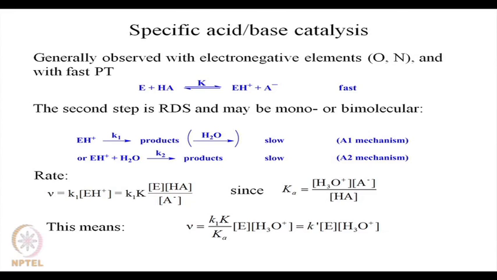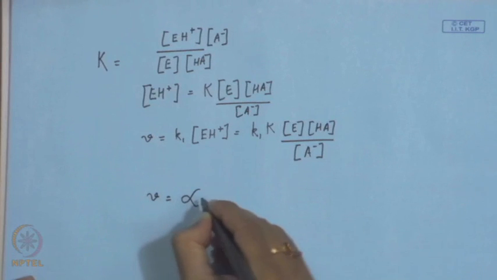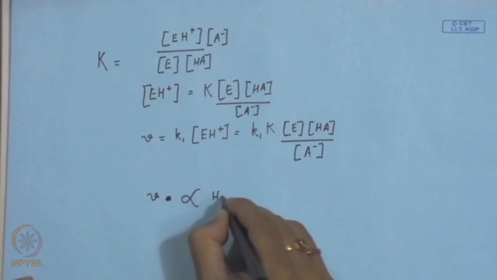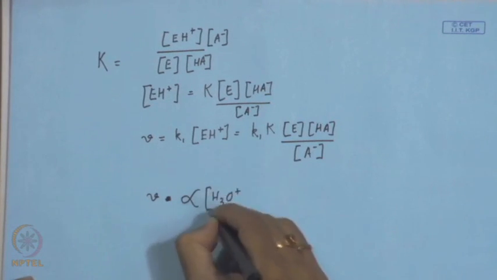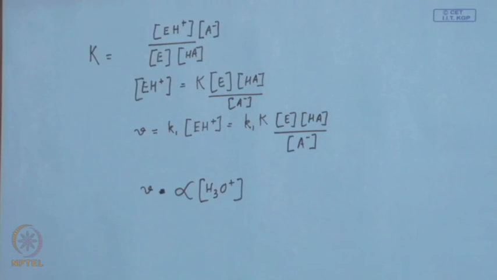Okay. So, we have seen that your rate is dependent on the rate constant for the slower step, then the equilibrium constant for your EHA, EH+ A- equilibrium, and also the acid constant Ka, and you see that V is proportional to H3O+ concentration.